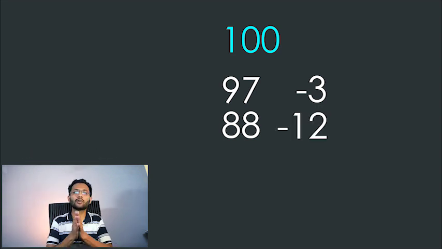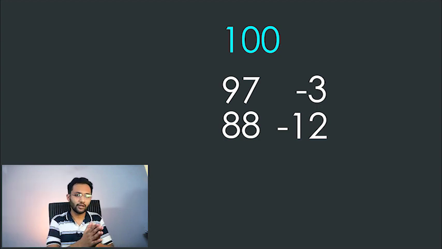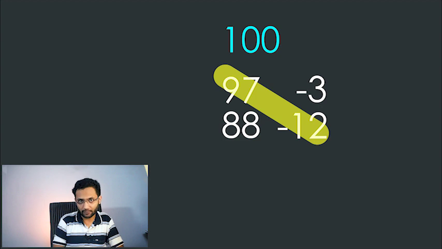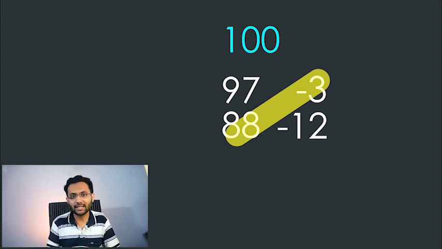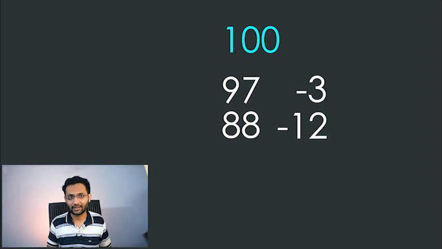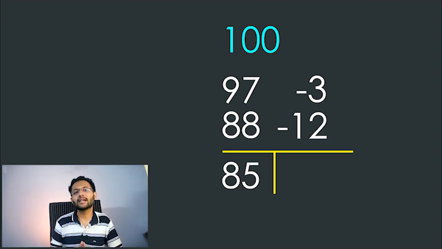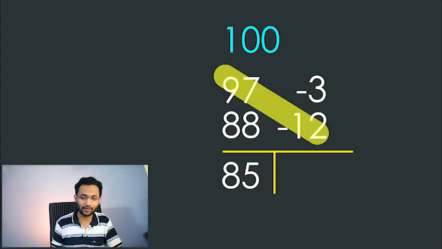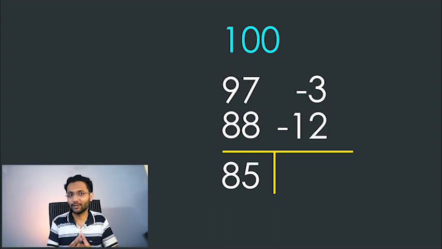Now we have to do cross addition or subtraction according to the sign. So you do either 97 minus 12 or 88 minus 3. The answer will be the same for both every time. But here subtracting 3 from 88 is easy, and so we do that. So 88 minus 3 is 85. So we write 85 here. See, here 97 minus 12 is also 85. So choose the simpler calculation and you can do that.